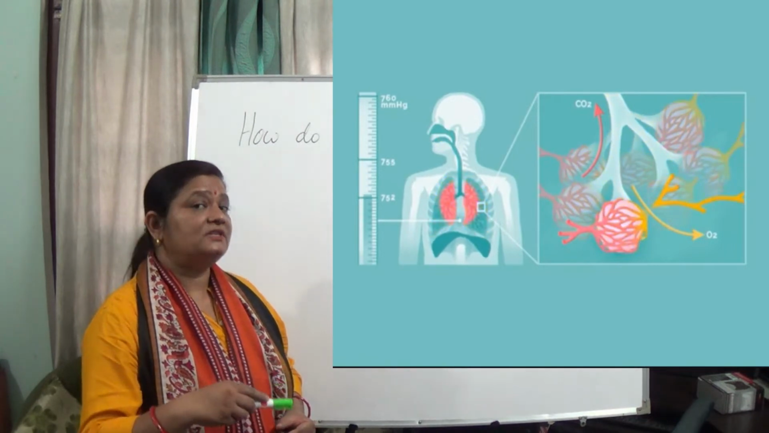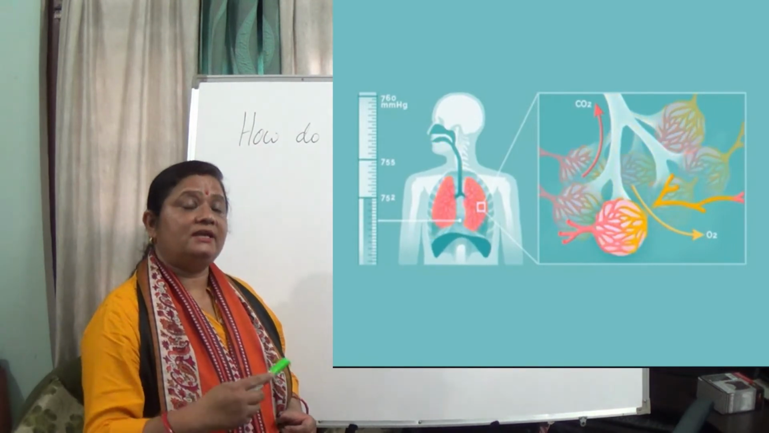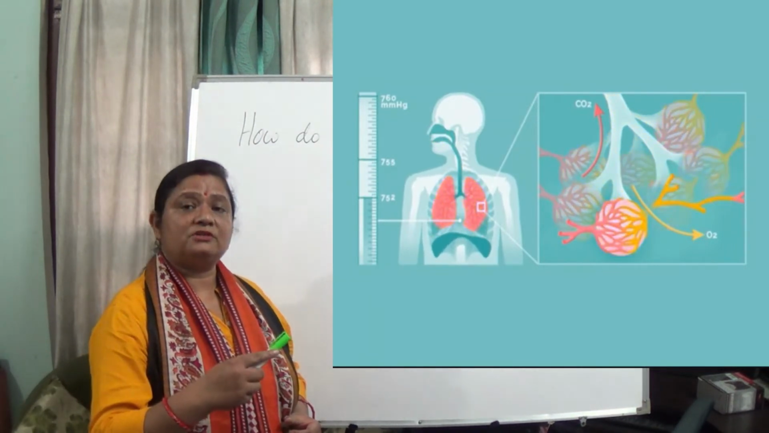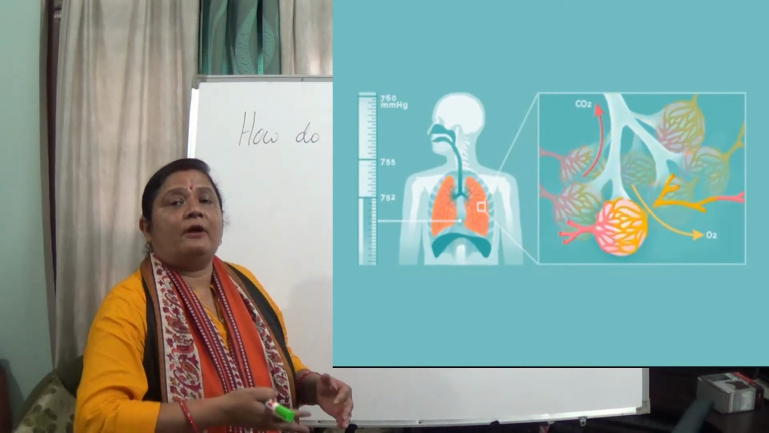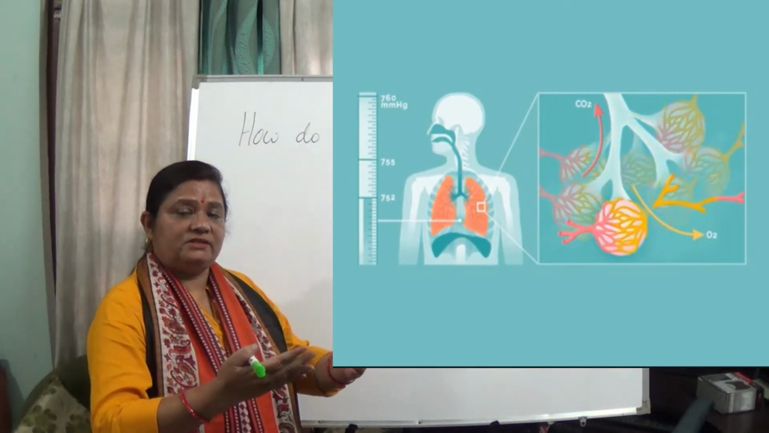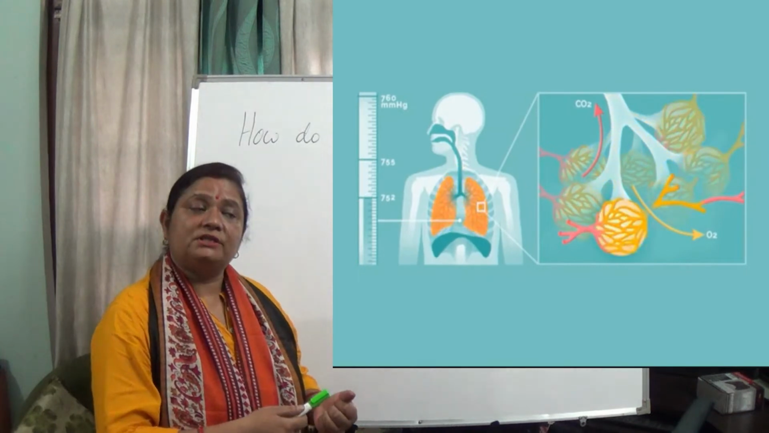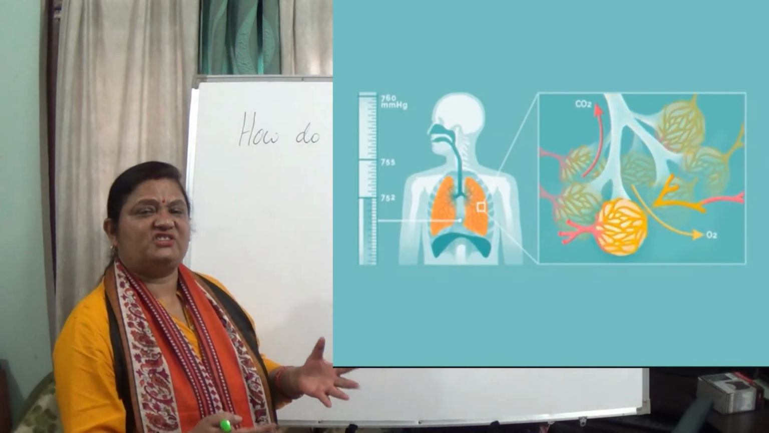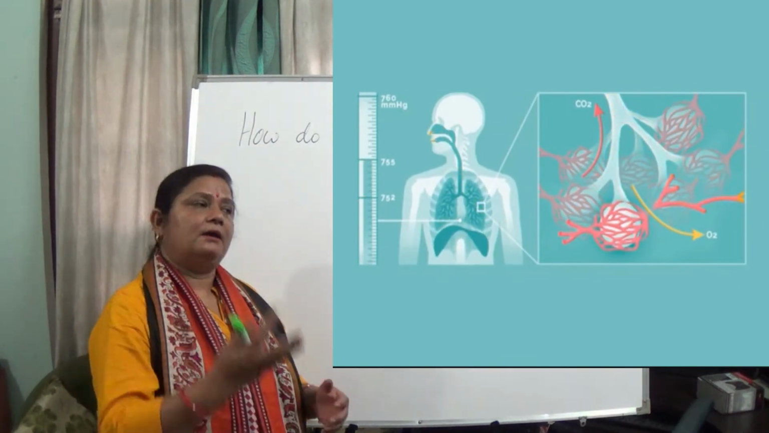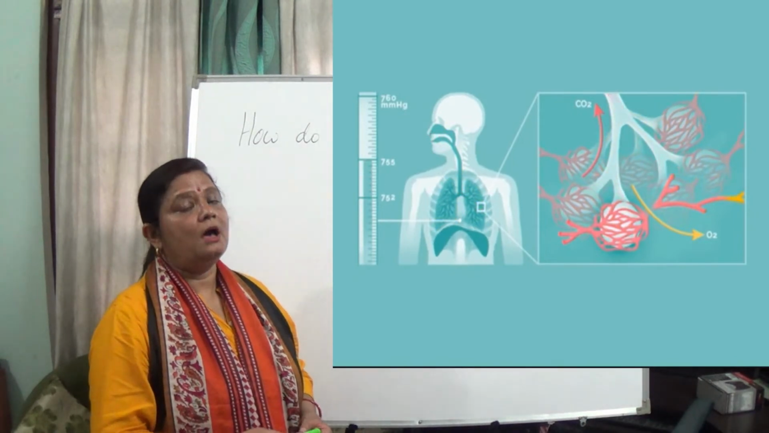So what happens during exhalation? The reverse process occurs. The diaphragm moves up and the chest cavity moves inwards, and as a result pressure is created and the carbon dioxide goes out.